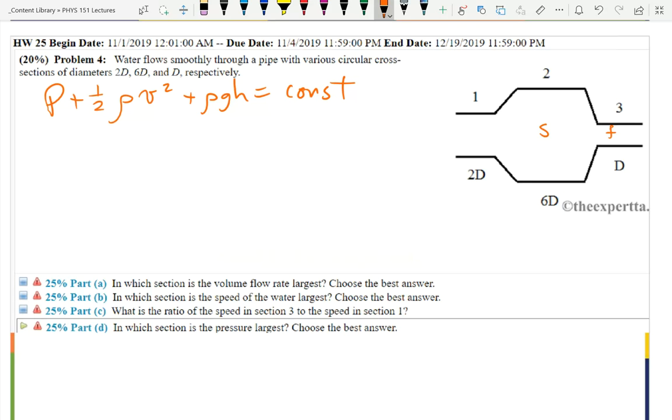Pressure plus 1/2 rho v squared plus rho gh is constant. The h is zero all over. So if pressure is the highest, what does speed have to be? The lowest. And so that's how you do the calculation. Pressure is the highest, v is the lowest.